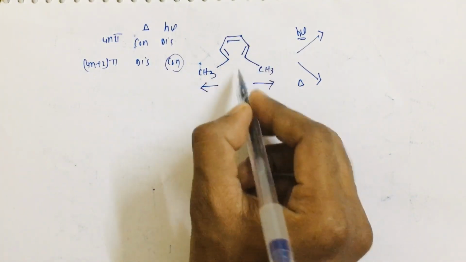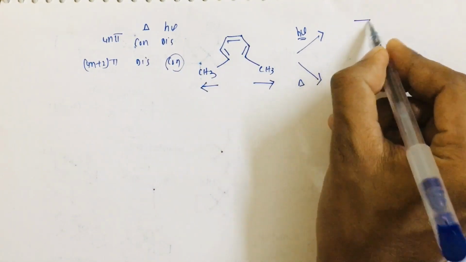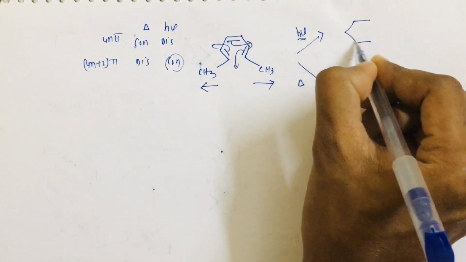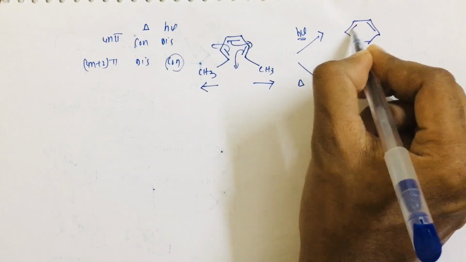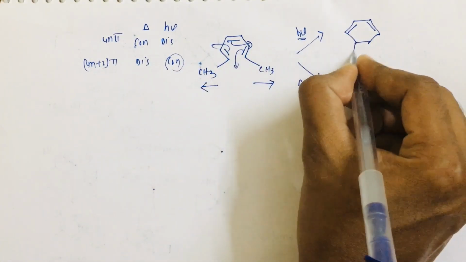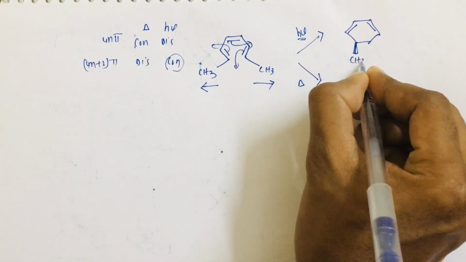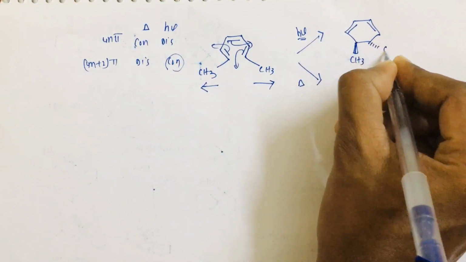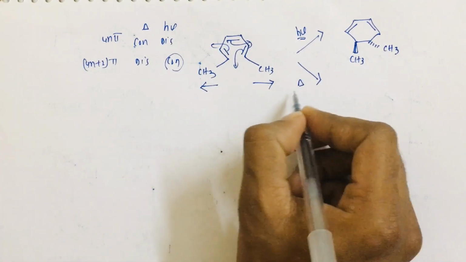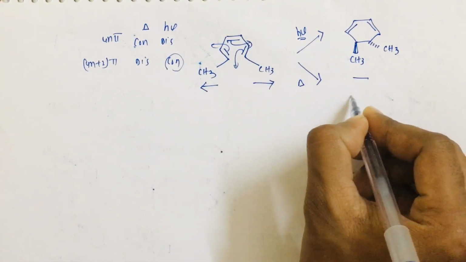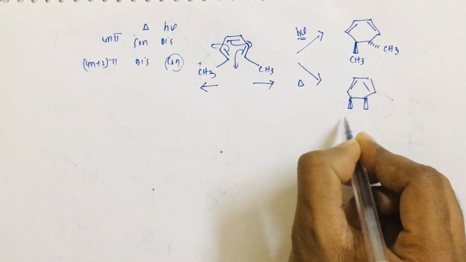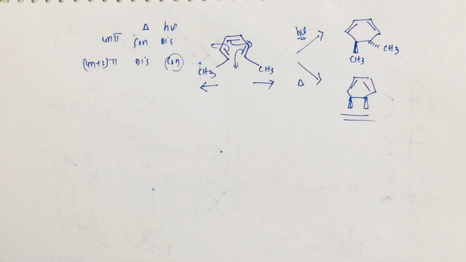The stereochemistry, they are in opposite directions, and this bond comes like this, this goes like this. It should be the same stereochemistry. They are opposite. We can take this above the plane, and this should be below the plane. When we are talking about this, that time the stereochemistry will be the same. These are the products we'll get.